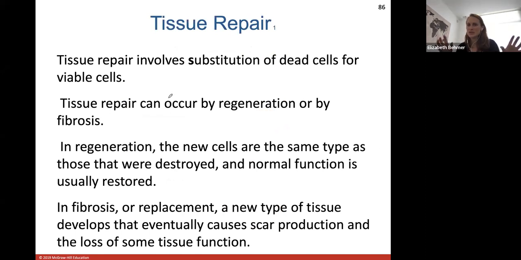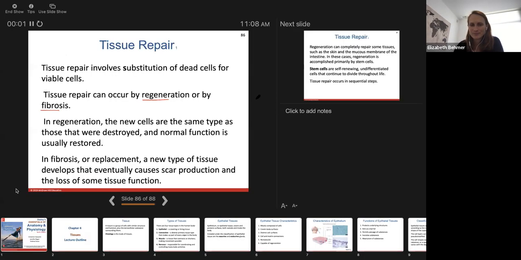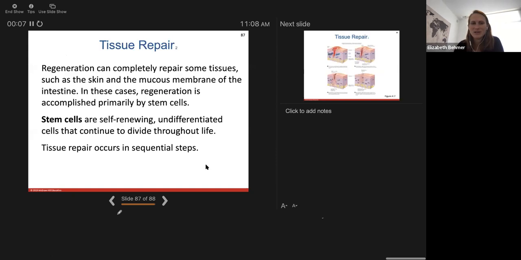Tissue repair then. Once we start this inflammation process, we try to repair the tissue that has been cut or damaged. It involves substituting dead cells for viable cells. So it can occur by regeneration of cells or fibrosis, kind of forming a scar. In regeneration, new cells of the same type are replaced and function is restored. And in fibrosis, a new type of tissue will develop that eventually causes a scar production and the loss of some tissue function.